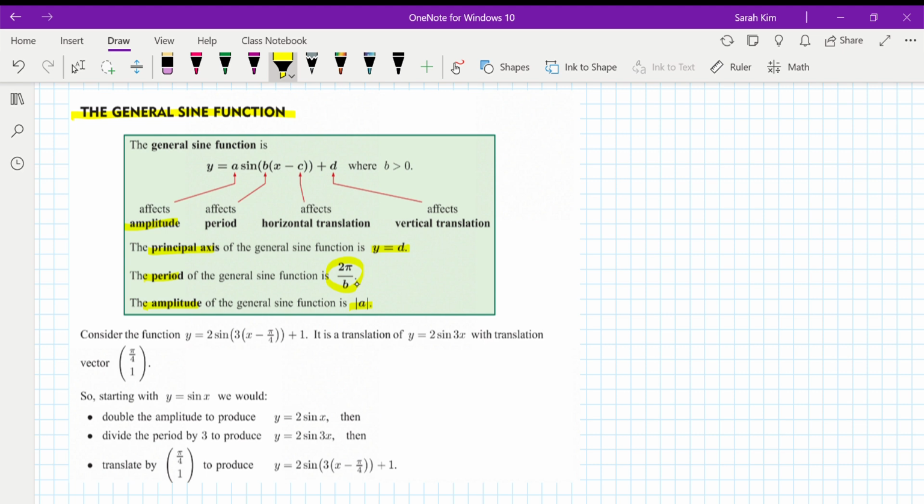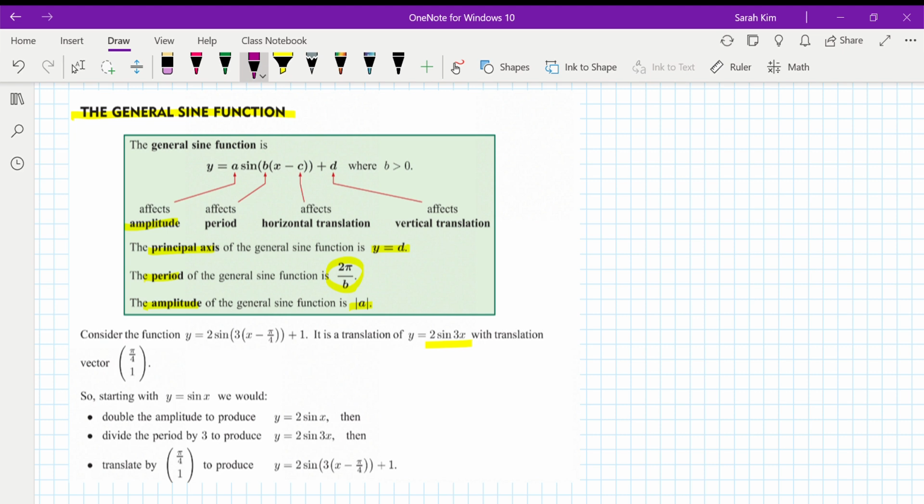Let's have a look at this function. It is a translation of y equals 2 sine 3x with translation pi over 4 and 1, because those are the horizontal and vertical translations. So as you can see, this is pi over 4 and 1. Starting with y equals sine x, how do we actually get there?